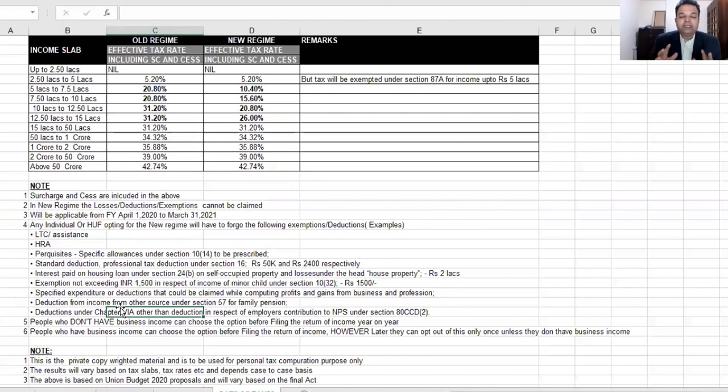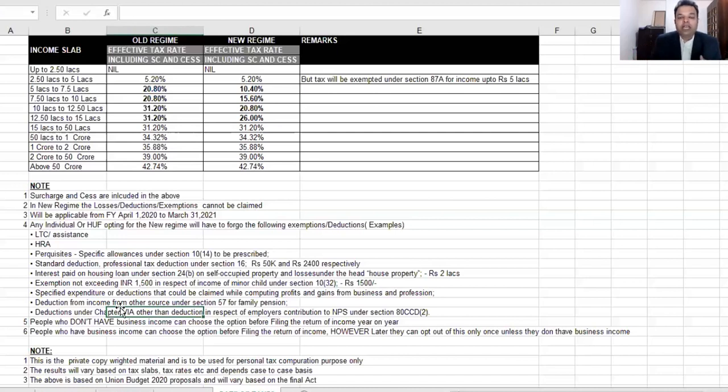So friends, here is a summary. We understood the concept of the old taxation regime and the new taxation regime. The old taxation regime is where you directly compute the tax based on the rates which I have explained to you. You directly go and claim all your exemptions and deductions, whether you're salaried or a business person, it doesn't matter.